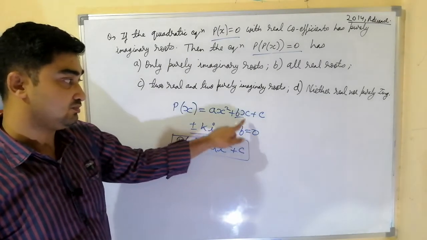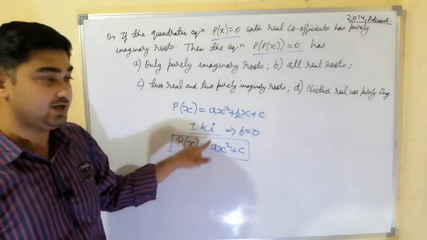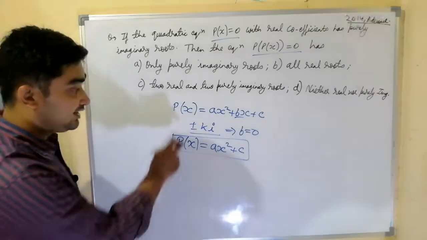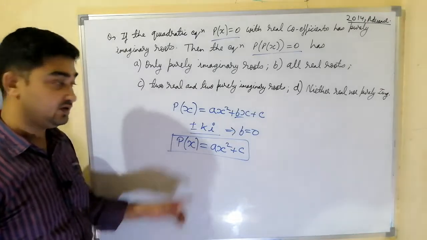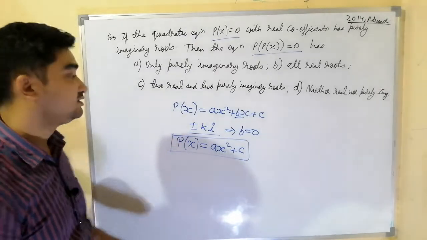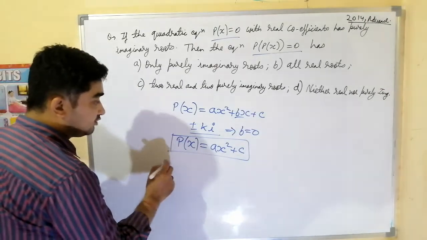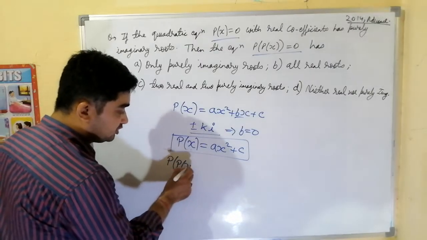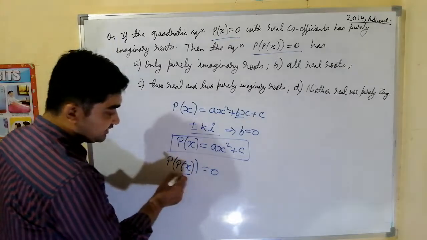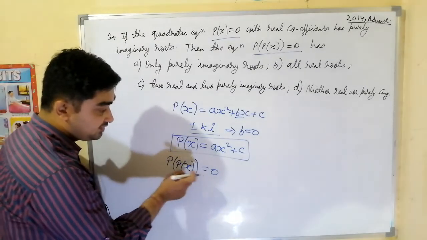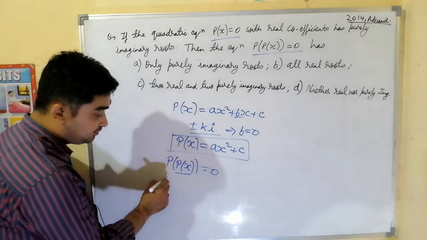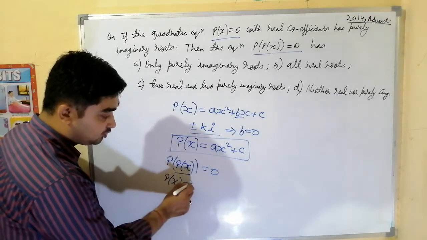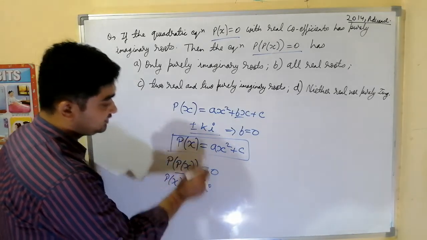b must be 0 because the sum is 0 and the sum is minus b by a. So b is 0, and the roots are plus and minus ki, where we don't know what k is. It is some constant. Now, what is p of p(x)? In p of p(x), what is the input? Input is p(x). This p of p(x) will become 0 when p(x) is equal to plus or minus ki.